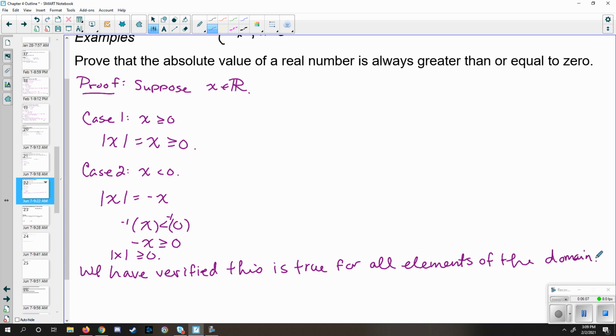And from this point, you would just restate, just like you have in most of your other proofs, therefore we have shown that if x is a real number, the absolute value of x is always greater than or equal to 0, and you'd wrap it up.